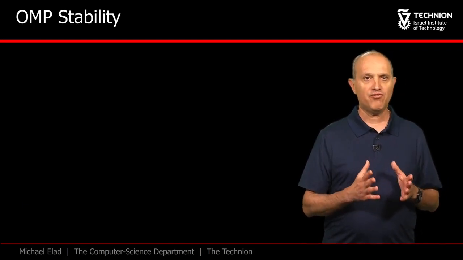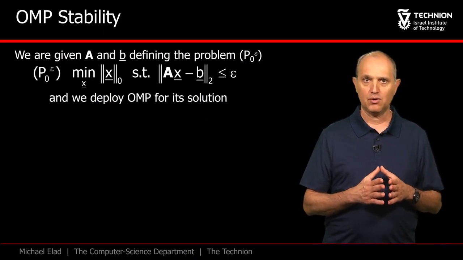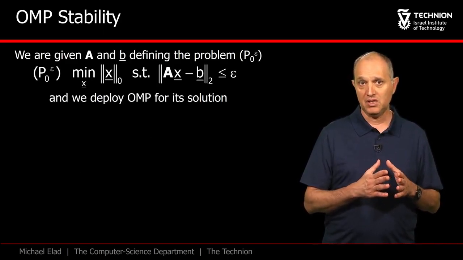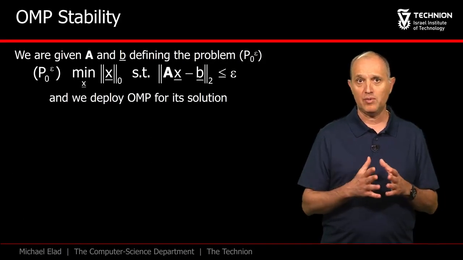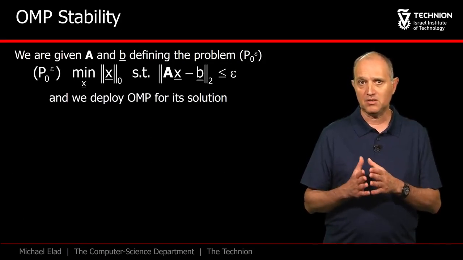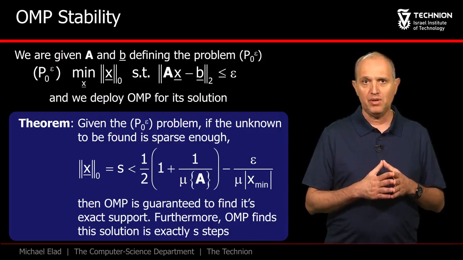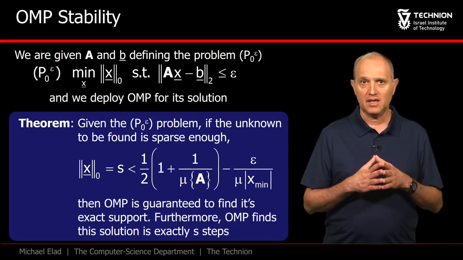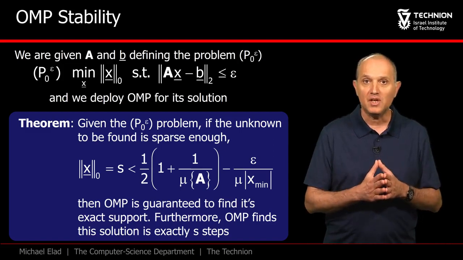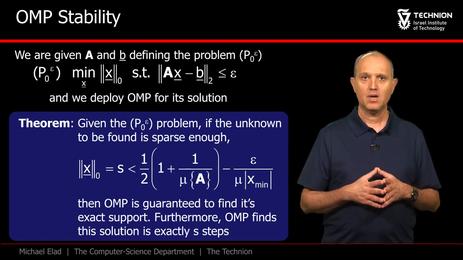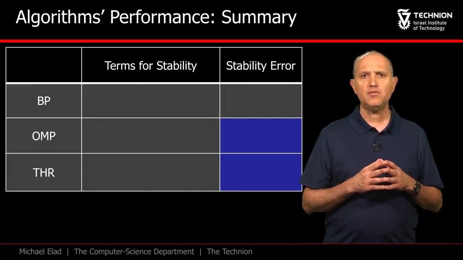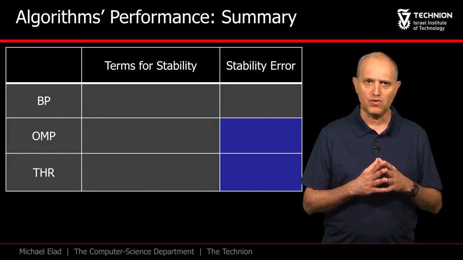We summarize our findings with the following theorem. Our goal is to approximate the solution of P0 epsilon, in which b is A times x naught plus noise of norm epsilon, and x naught is a sparse vector. Then under the following condition, OMP is guaranteed to recover the exact x naught support and do so in S steps.